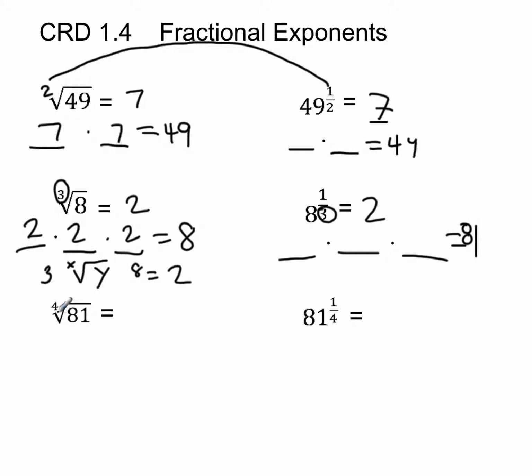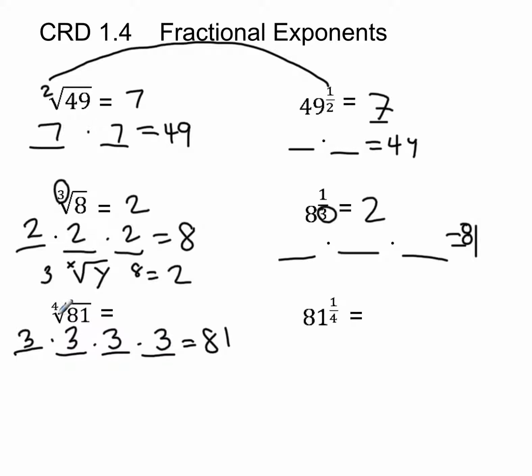Now we have the 4th root of 81. What number times itself 4 times is 81? Again, how would you know that? You would only know by guess and check. I tried 1, I tried 2, I tried 3, I tried 4, I tried 5, and actually it's 3, because 3 times 3 is 9, times 3 is 27, times 3 is 81.